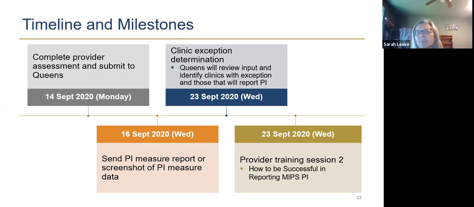So around September 23rd, you will get some kind of feedback about reporting. And then again, on the 23rd of September, we will be providing a second training session. It's going to be more in-depth into the measures and how to report to be successful in the reporting for promoting interoperability.